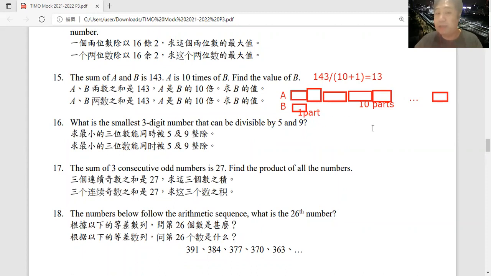Or of course you can use algebra, then it will become something like this: A plus B equals 143 and A equals 10B. Then you get 11B equal to 143, then B is 13, just that.